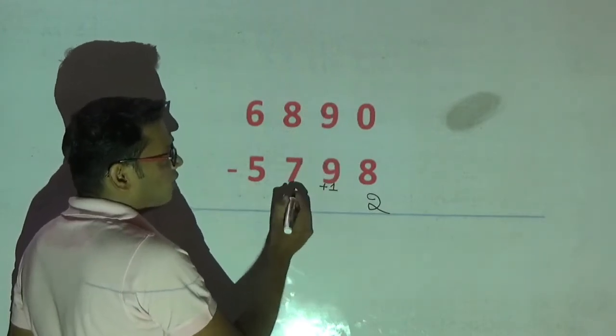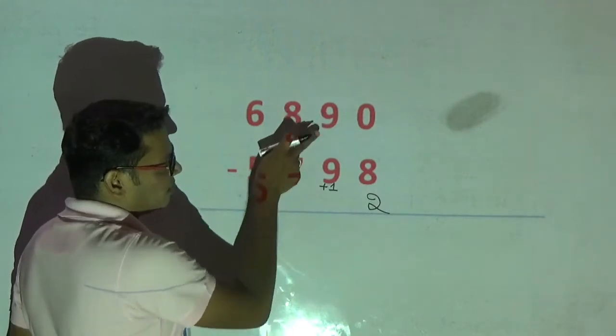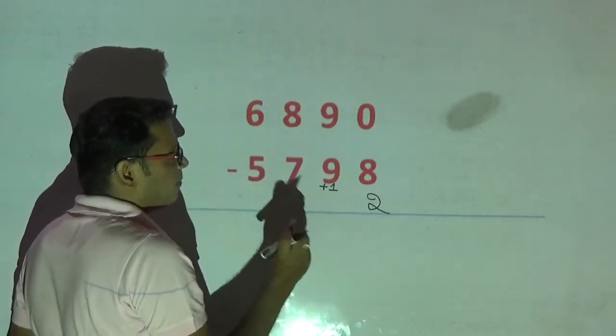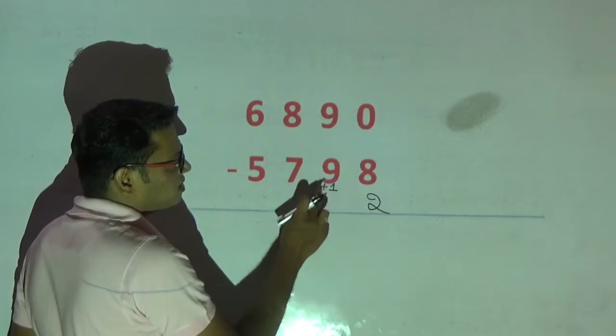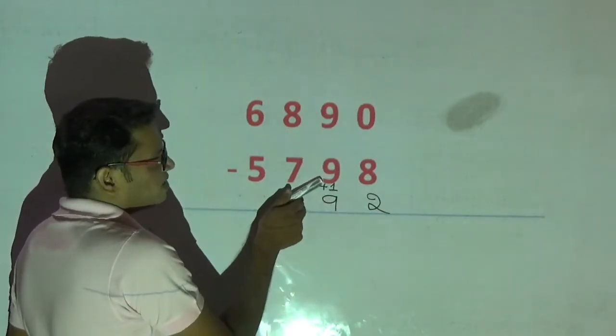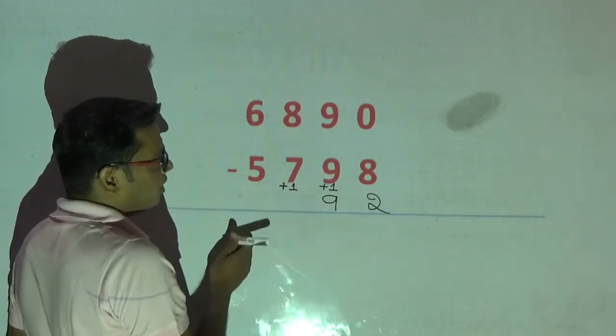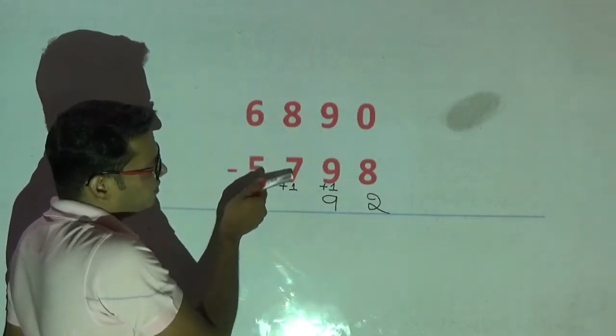No. Therefore, I will subtract this from 10. Whenever you are not able to subtract from the above number, I told you, subtract it from 10. 10 minus 10 is 0. 0 plus 9 is 9. From which number did I subtract? From 10, right? Therefore, I will increase this number by 1. Now you observe, 7 plus 1 is 8.